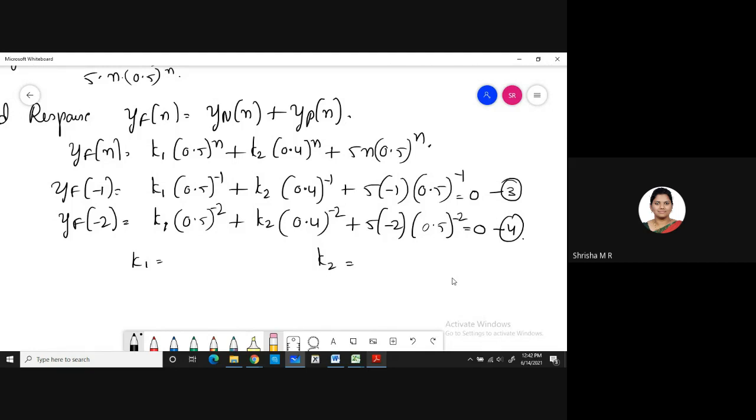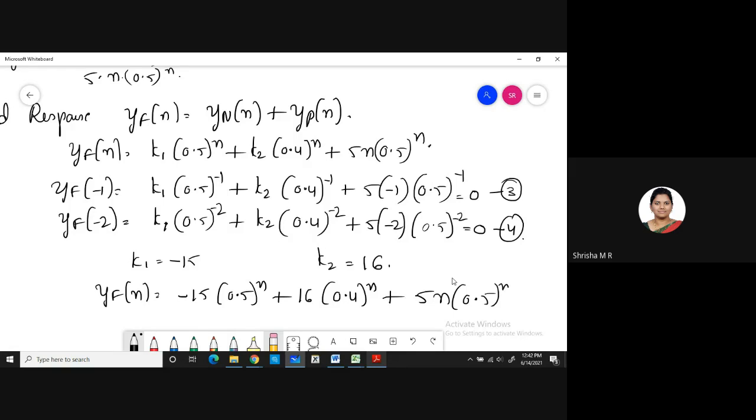What is K1, K2? Ma'am, 5 and 0. Minus 15 and 16, ma'am. Minus 15 and 16? Yes, check it, ma'am. Minus 15 and 16. Yes, you will get minus 15 and 16. So your Yf of n will be equal to minus 15 into 0.5 to the power of n plus 16 into 0.4 to the power of n plus 5n into 0.5 to the power of n. This is forced response. We have found out that.